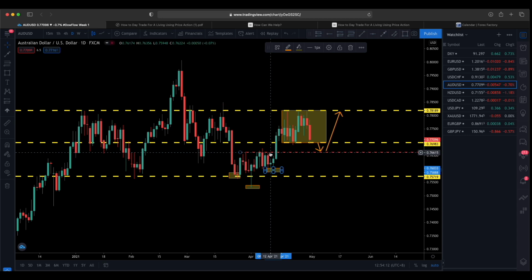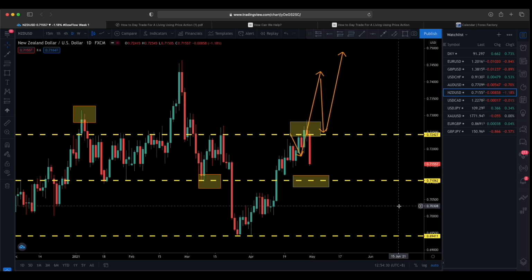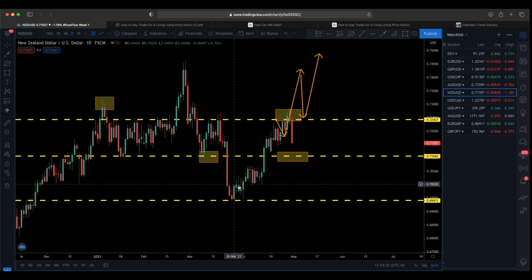This is the neckline that was previously broken and hasn't been retested, so price might do this. So please do not chase the breakout and start shorting here and expect price to come here. Just be very careful with this. Again, I advise you not to trade this, but if you really want to trade, then just take note of these key levels. Now let's talk about Kiwi dollar.